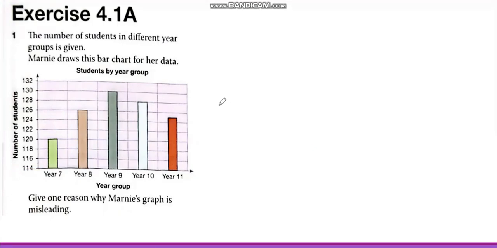Even if we want to truncate any graph, it should be truncated like this. Let me show you. If we want to skip some values, let's suppose the values start from 114, we can truncate the values from 0 to 114, but it should look like this. This region shows the truncated region. But as you can see, this graph starts from 114, so that's why this graph is misleading. So we can write that the y-axis does not start from 0.